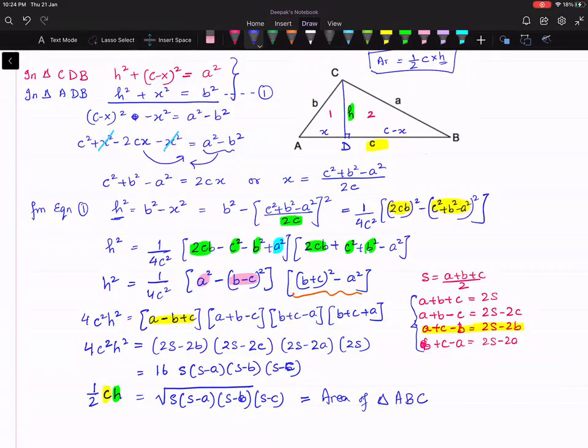Okay? So this is just a proof, not in our syllabus of class 9, but still you should be aware of how the derivation is being taken. Okay, thank you.